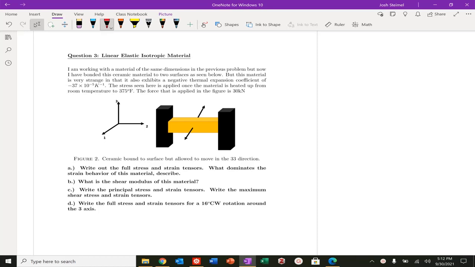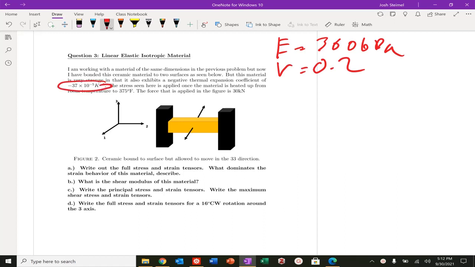So for this problem, we have the same dimensions, but now we're ceramic. So if I'm a ceramic, I know my Young's modulus is around 300 gigapascals. My nu is equal to 0.2, and I also have a negative thermal expansion coefficient. There's a typo here: it should not be room temperature, it should be 75 degrees C to 375 degrees C. And the force applied is 30 kilonewtons.